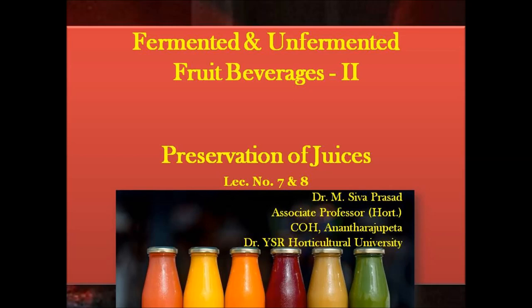Apart from that, we have discussed how they are prepared, right from the selection of the fruit to sorting, washing, and juice extraction, and then removing the air by deaeration, filtering the juice, and clarifying the juice by using different methods, so that you will get a clear and purified juice, isn't it? Finally, in the last class we ended somewhere after adding sugar. We have prepared juice, and then added sugar, right? So the next step is preservation of these prepared juices.